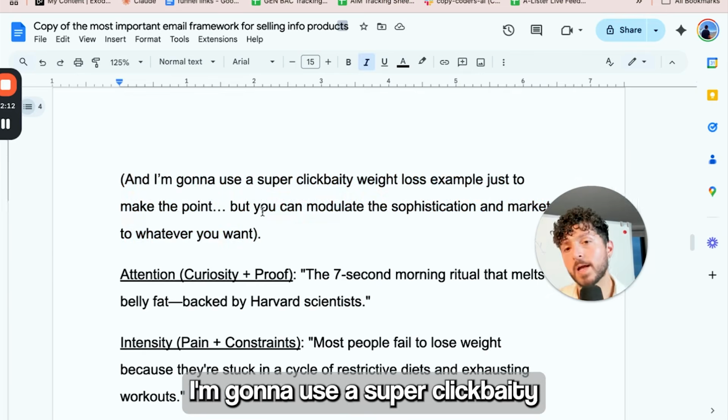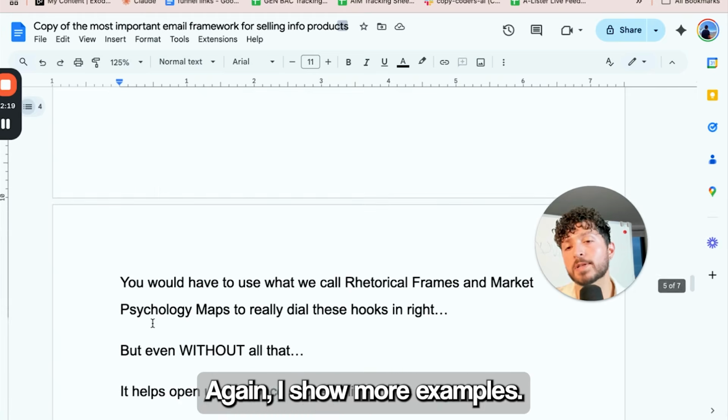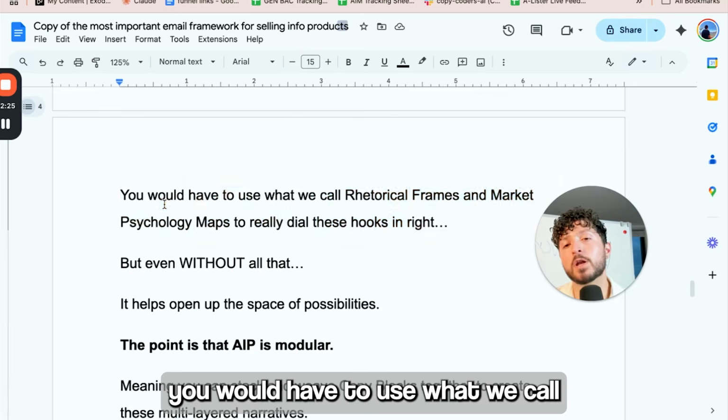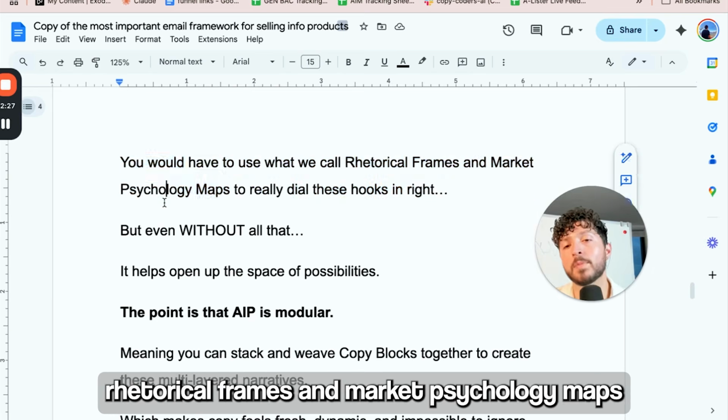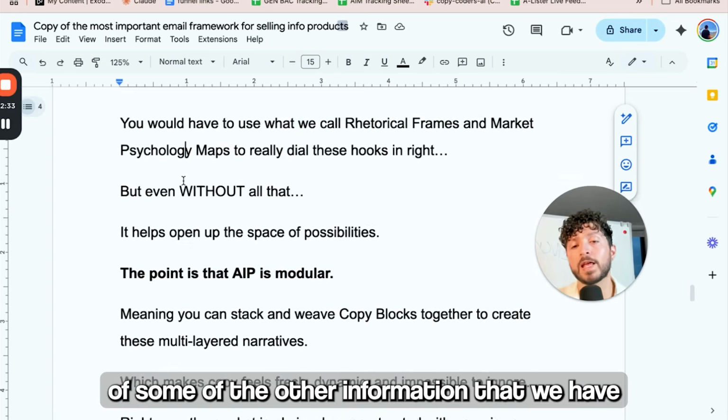Then I do a demonstration. I'm going to use a super clickbaity weight loss example. I show the different examples. Again, I show more examples. Obviously, there's a lot of nuance here. What's that an example of? Preemptive, whatever. You would have to use what we call rhetorical frames and market psychology maps to really dial in these hooks, right? Here's me teasing a little bit more of some of the other information that we have.